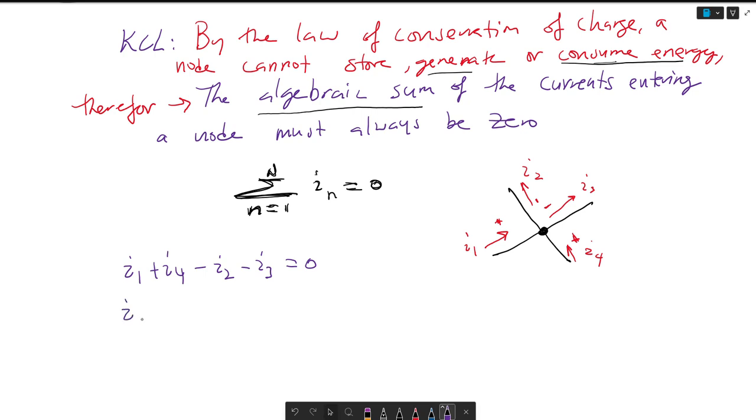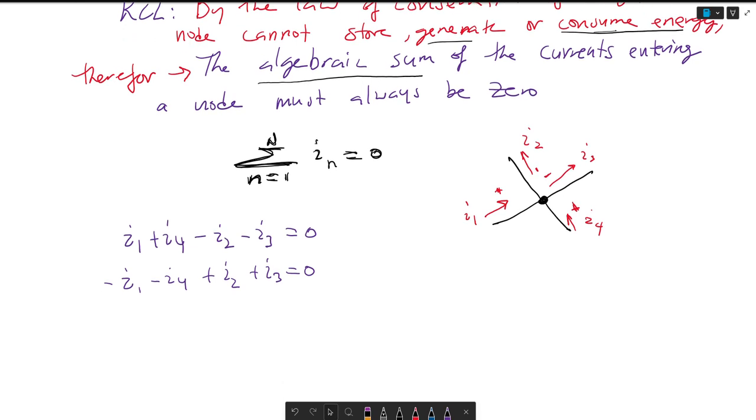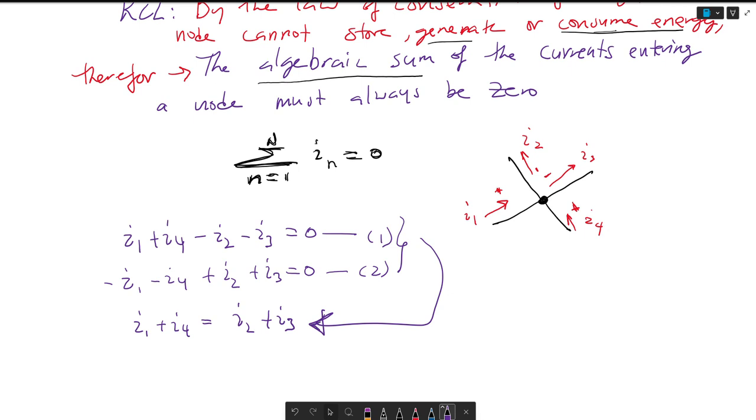As a result, you get negative I1 minus I4 plus I2 plus I3 is equal to 0. Essentially, you could say that the total current entering must equal the total current leaving, or just I1 plus I4 is equal to I2 plus I3. If you use either equation, which some individuals use, you still get to the same result. And this is Kirchhoff's current law.